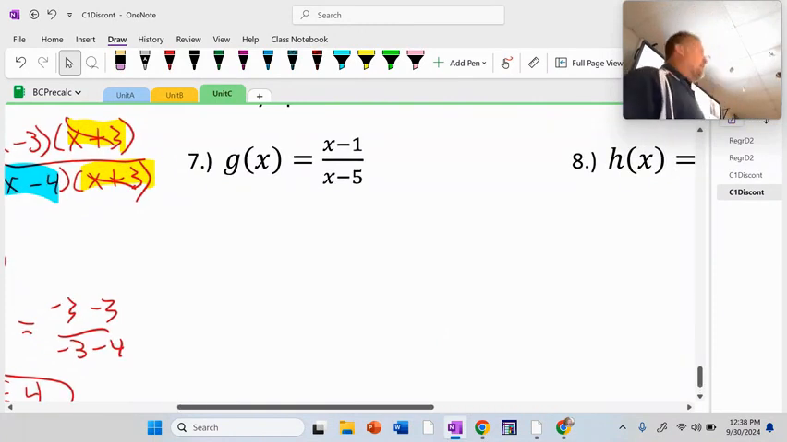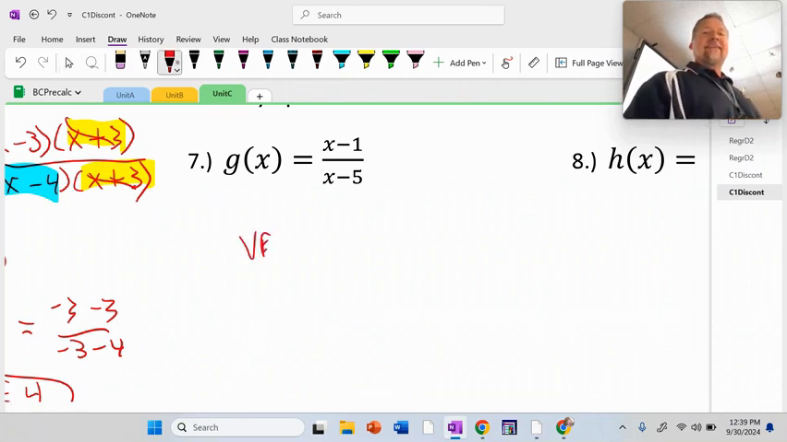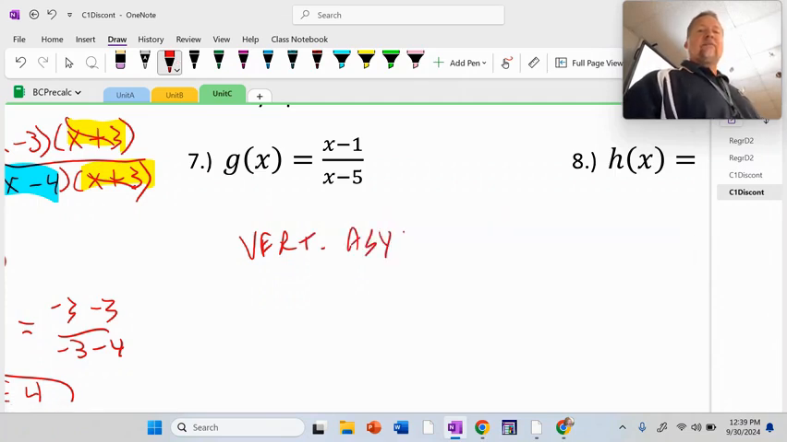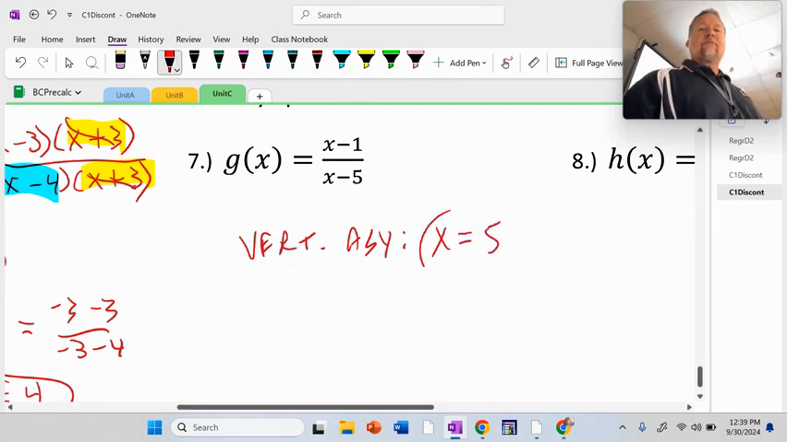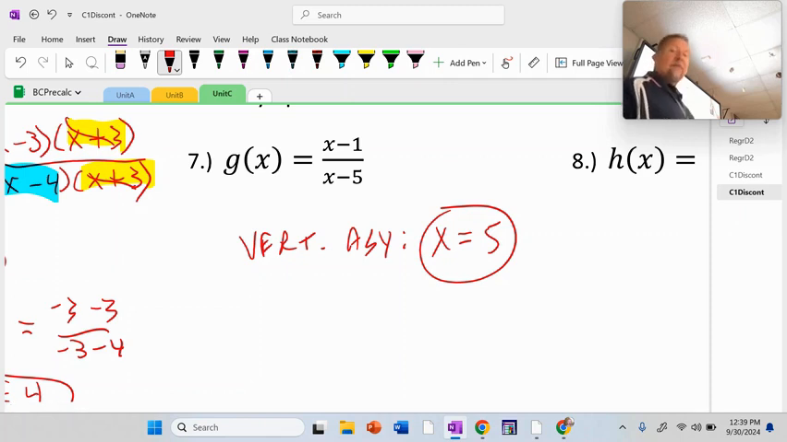All right. Any holes in number 7? Are there any holes in number 7? No. So what do we have? We just have a vertical asymptote. And again, what did I tell you to not do? Don't do those limits before and after. Let's just identify our zeros in the denominator, and then it will be some dotted line.